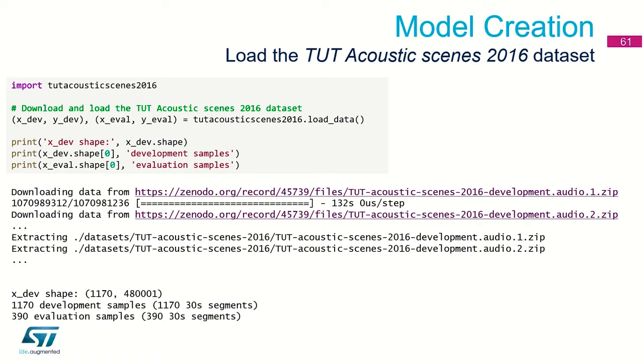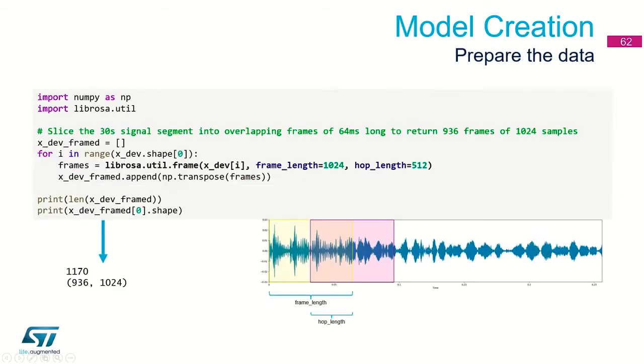As a first step to build the learning dataset, we are downloading the raw audio dataset from the public location here. We are doing it using Python code. As the result of this download process, we have 1170 30 seconds long segments as development samples, and we have 390 30 seconds long segments of the evaluation samples. A lot of data.